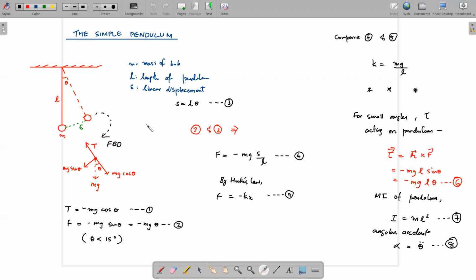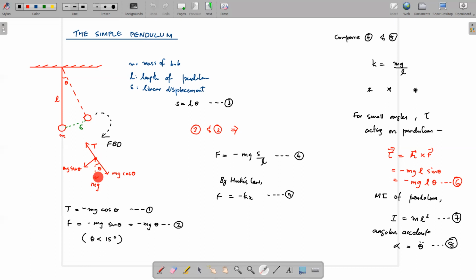Okay, now let's start looking for the free body diagram of the bob at this point. Then let's consider all the forces acting on it. Okay, so the body is considered here.